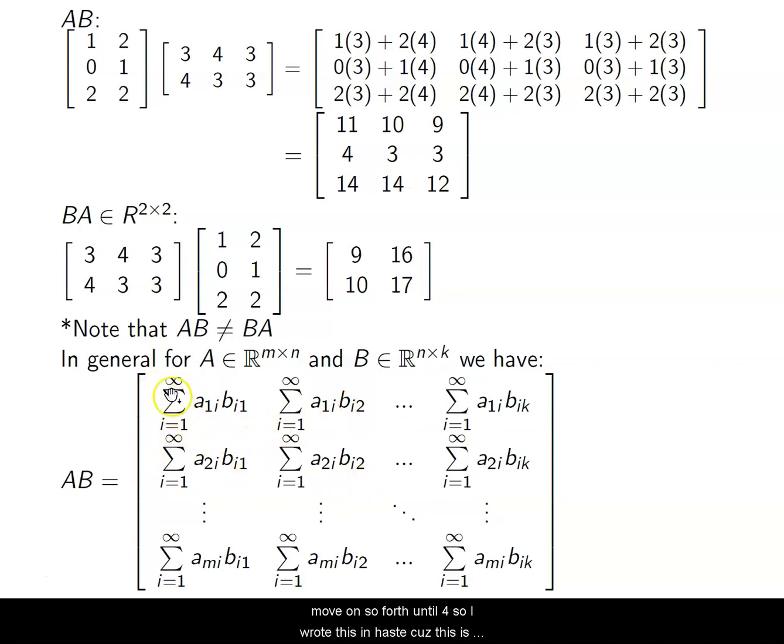I wrote this in haste, because this does not go into infinity. This is going to go to n in this case. You're only going to go up to n. You're going to stop somewhere because you only have this many rows and columns. So all of these should be up until n. Apologies for that. I didn't think about that until I started talking you through it. These don't go to infinity. They just go until you run out of columns or rows. But this is the notation for it.